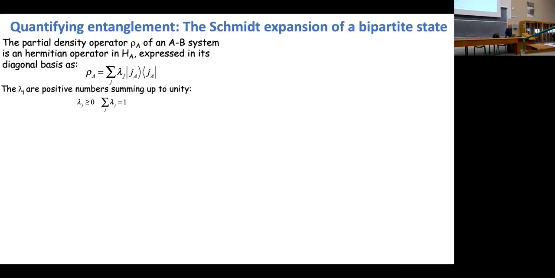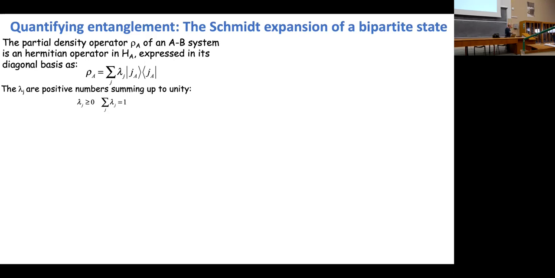Now, very quickly, I want to tell you that this notion of partial density operator allows us also to quantify entanglement, to say whether we have a lot of entanglement or a very small amount of entanglement in a system. So you can quantify entanglement, and you can give a representation of entanglement in a very simple way using what we call the Schmidt expansion, and I consider just bipartite systems which are made of two parts.